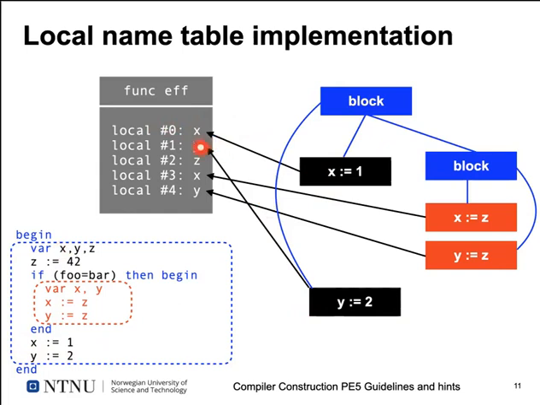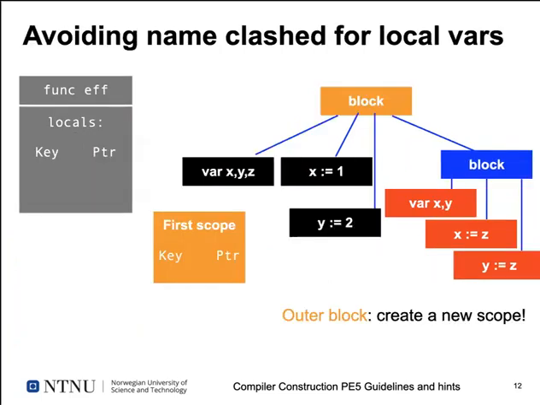This would need to be linked to local number 1, to our y, whereas our assignment inside of our if needs to be linked to their own variant of local variable, number 3 for the inner x and number 4 for the inner y. And the question is, of course, how can we achieve this? Now, let's see how we can avoid these name clashes for local vars.